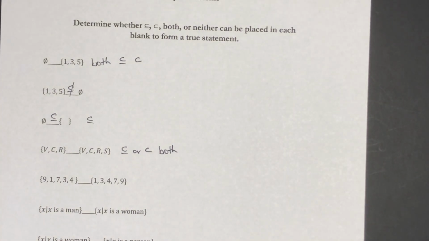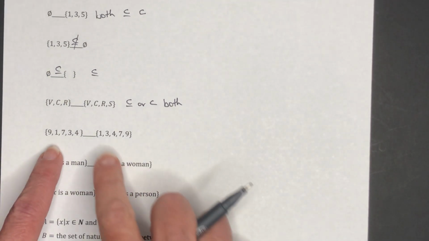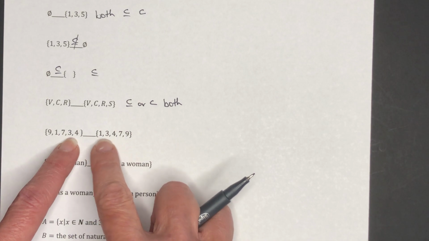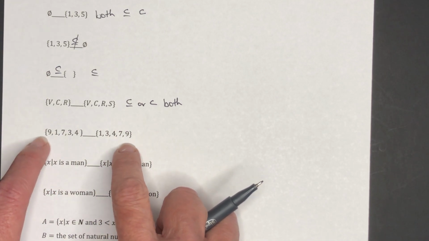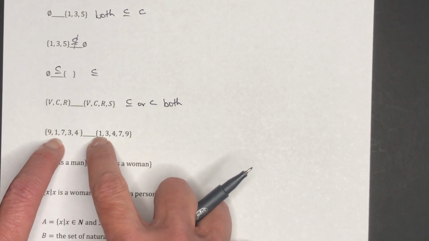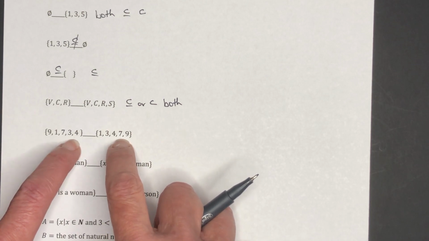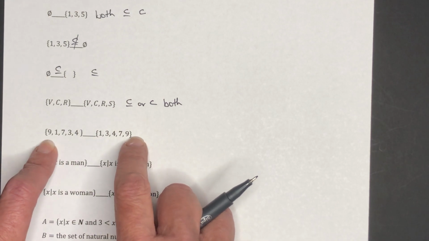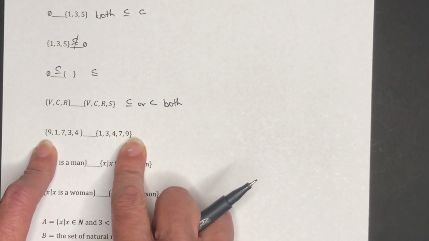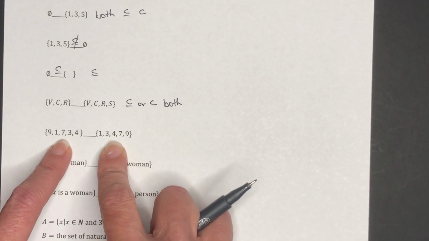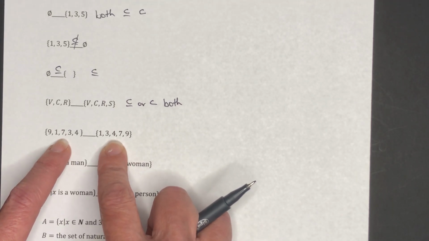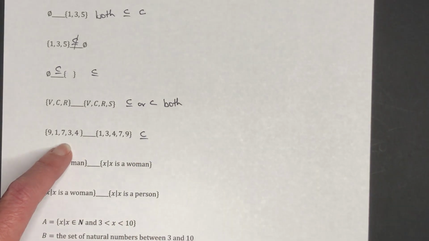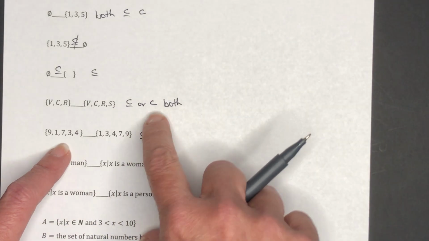All right, these two: {9, 1, 7, 3, 4} and {1, 3, 4, 7, 9}. I think these are equivalent. I have 9. There's my 1, 7, 3, and 4. These are exactly the same. So since they are exactly the same, it cannot be a proper subset. But two sets that are equivalent are regular subsets. I can use this one, but not proper.